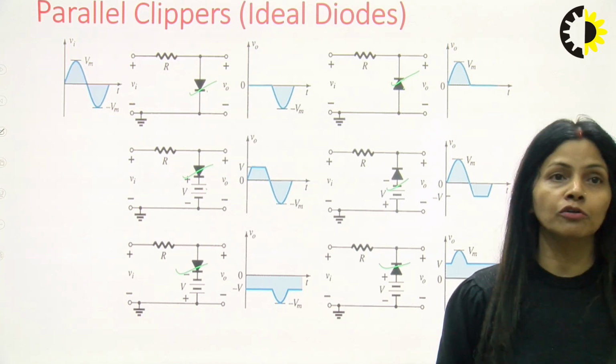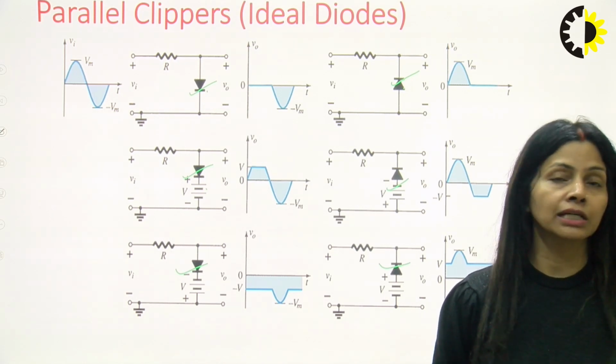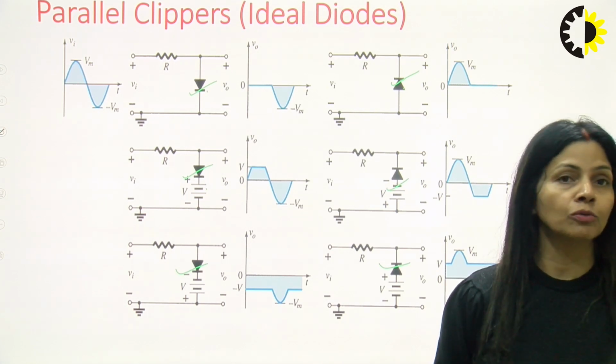And later on, you have to replace all these diodes by silicon or germanium, and then get the outputs as well.